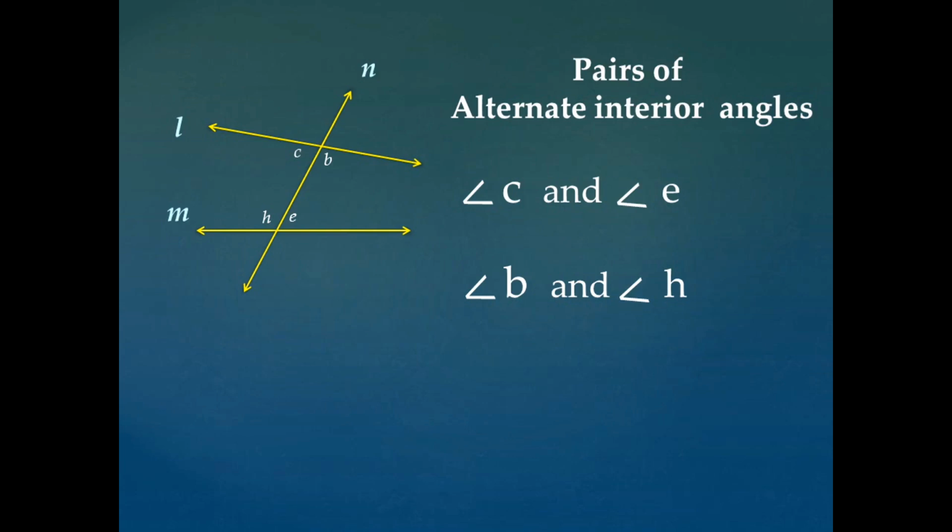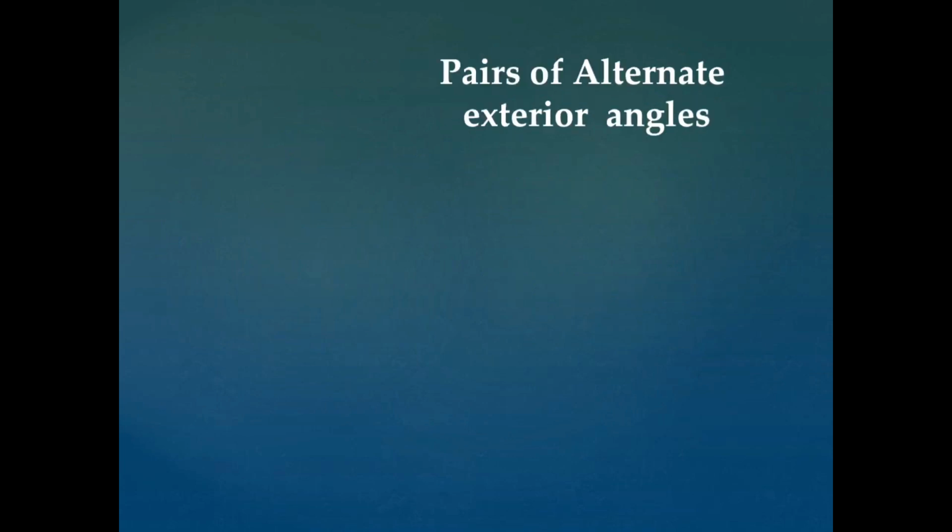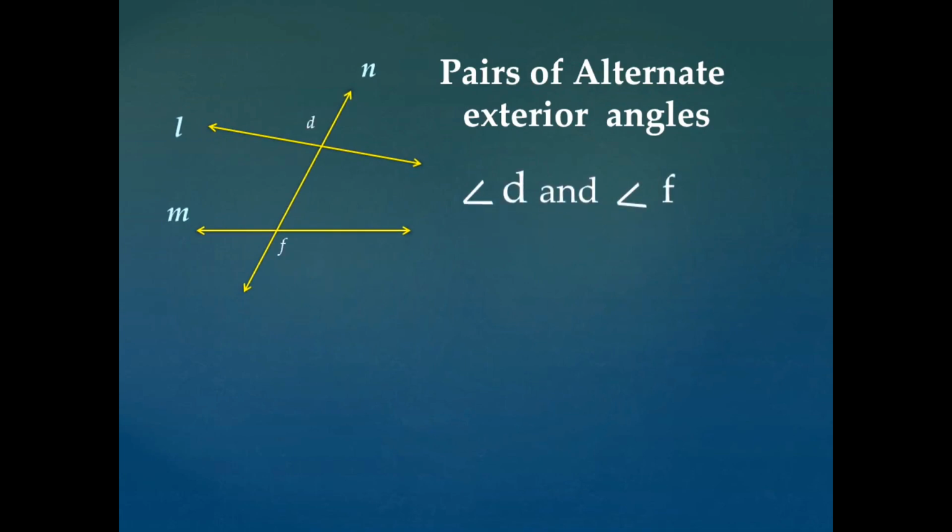Similarly, we have pairs of alternate exterior angles. Again, consider the same diagram, lines L and M and N as their transversal. Angle D and angle F are the first pair of alternate exterior angles, and angle A and angle G are the second pair of alternate exterior angles. These 2 pairs are on the exterior sides of lines L and M. That's why these are said to be alternate exterior angles.